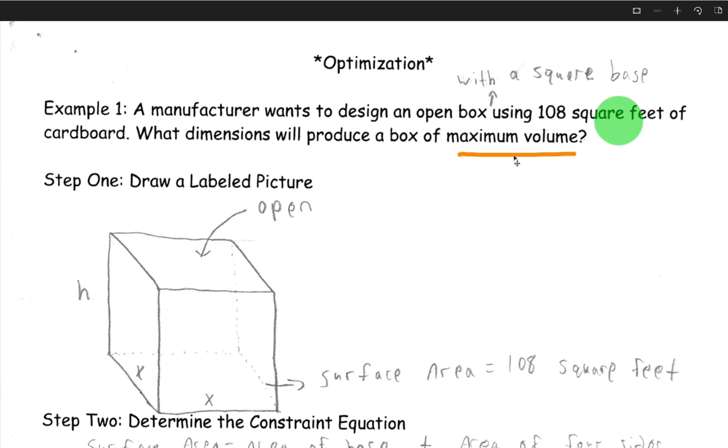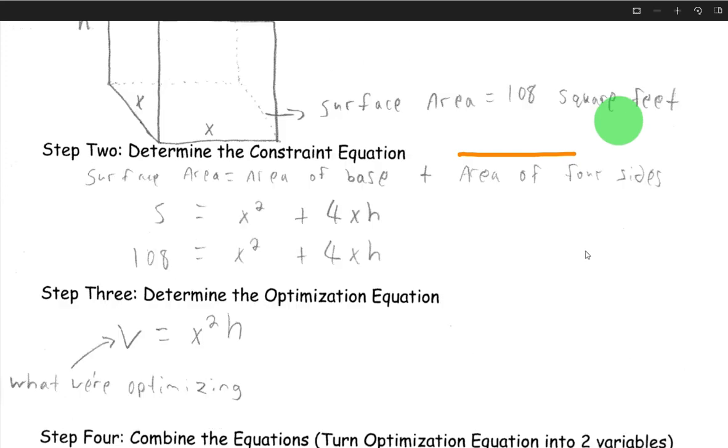In other words, your constraint equation is going to be square feet, because that's the other figure they gave you, not the volume, not what you're optimizing, the other thing that you're dealing with. You'll see this as we go along. With more examples, you'll get the feel for the difference between the constraint and the optimization equation. But again, you're constrained by the fact that you only have 108 square feet of surface area.